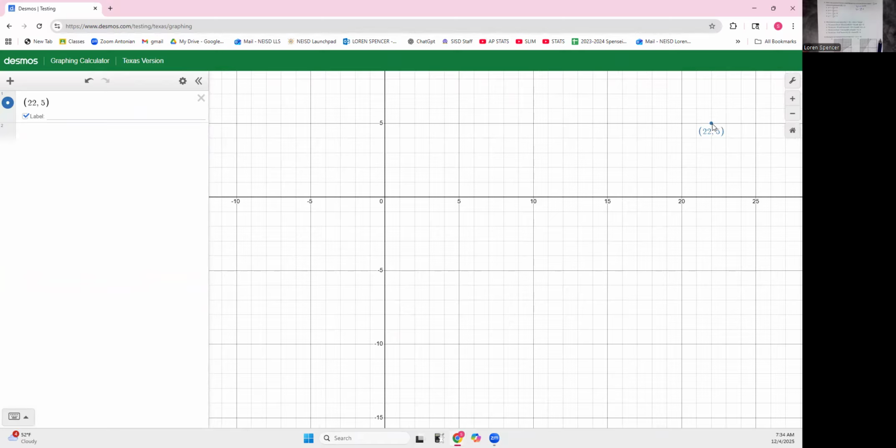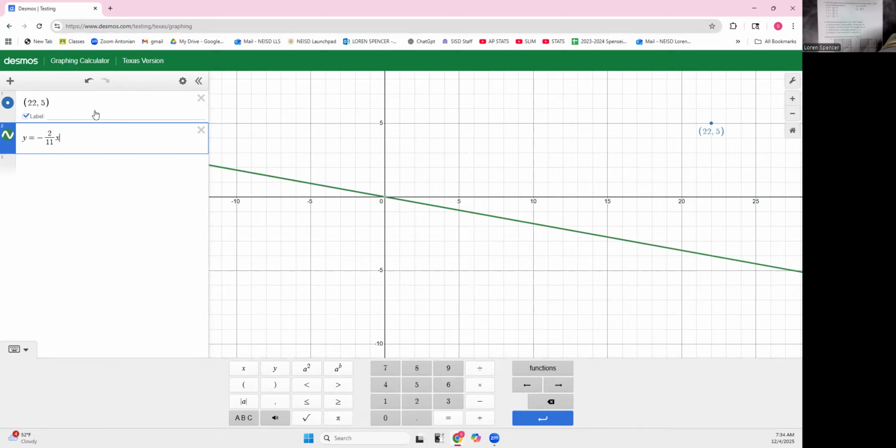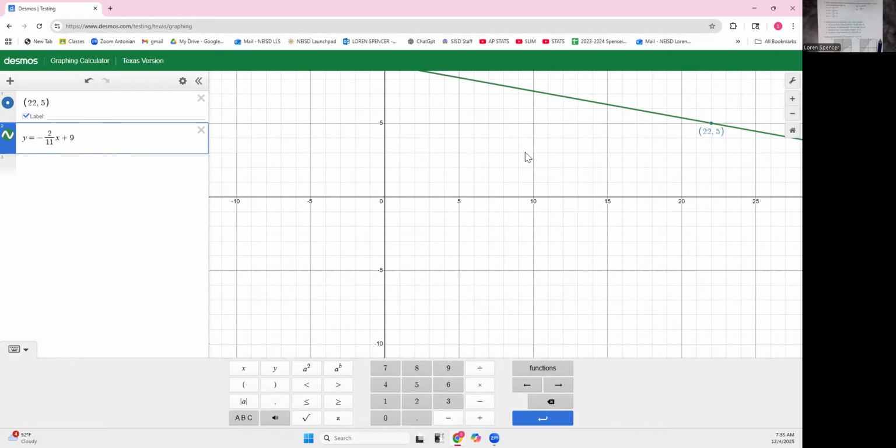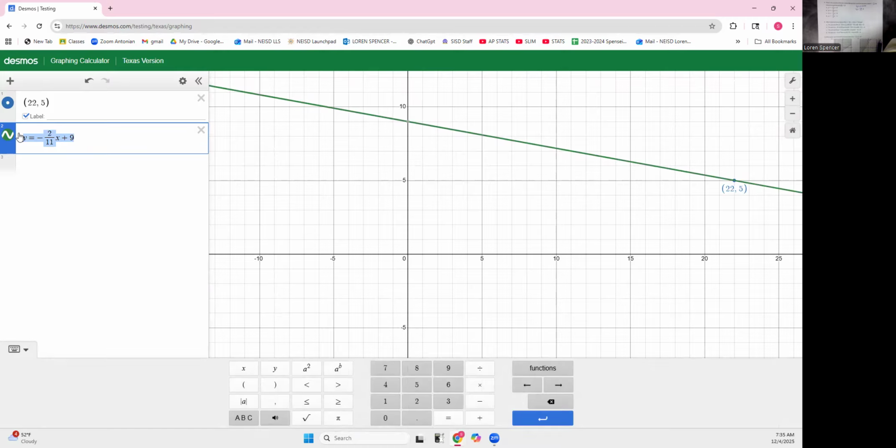I need a line that passes through that point. So let's start with the first one. The first one is y equals -2 divided by 11 x plus 9. Hey, guess what? It passes through the point. So since it passes through the point, that looks like it. I'm going to go ahead and do the next equation. So A looks like that's my answer.